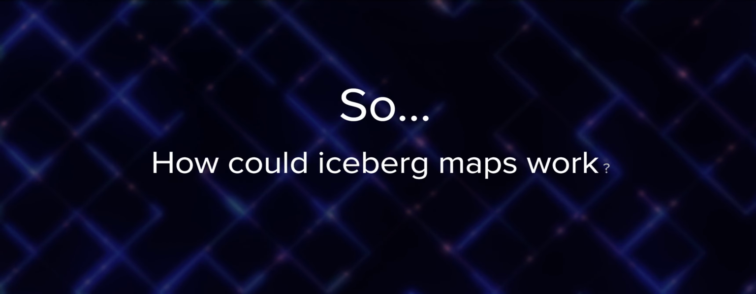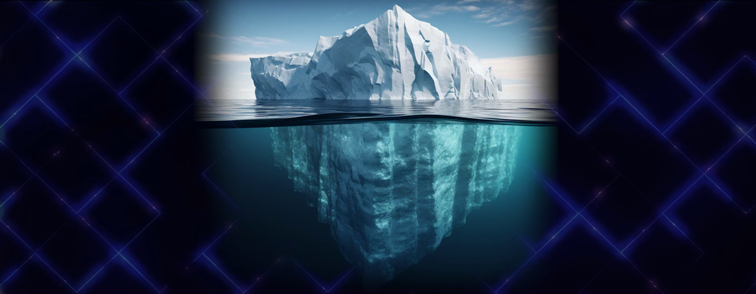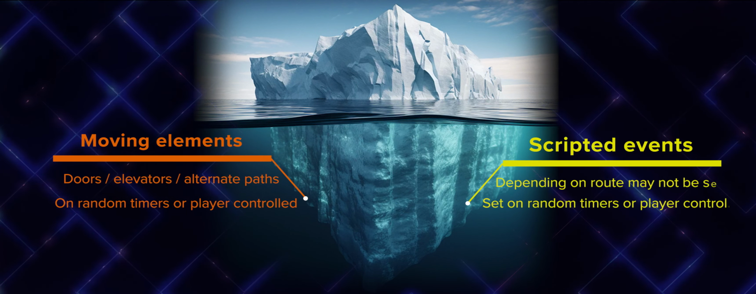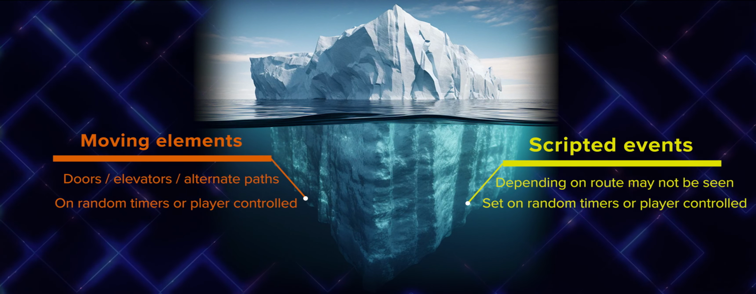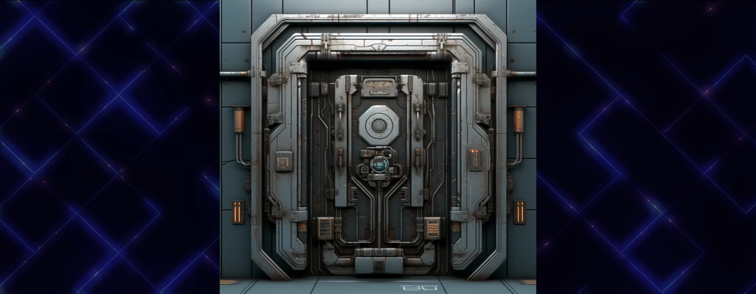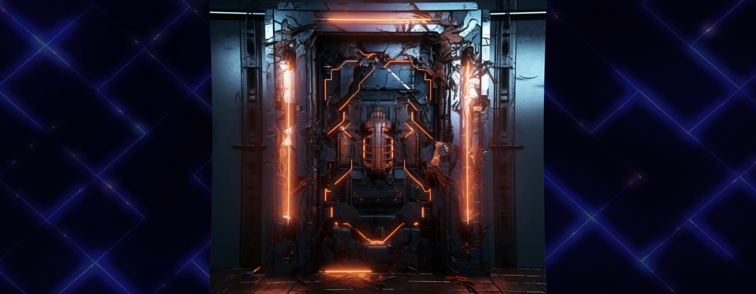So, how could Iceberg maps work? The bottom part of the Iceberg would hold all of those random elements that can trigger off-screen. Doors, buttons, events, special bosses, pathways, locations, and so on. Starting off simple with these examples, we could literally just have something that is on or off.